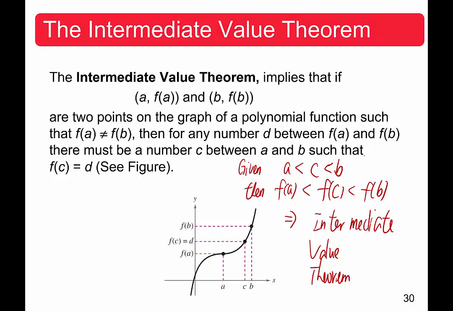So if this happens, this is bound to happen. So it's like a causal relationship. So we will call this the intermediate value theorem. And then remember, this f of a is not equal to f of b. If they're equal to each other, then there's no point, so this theorem is invalid.